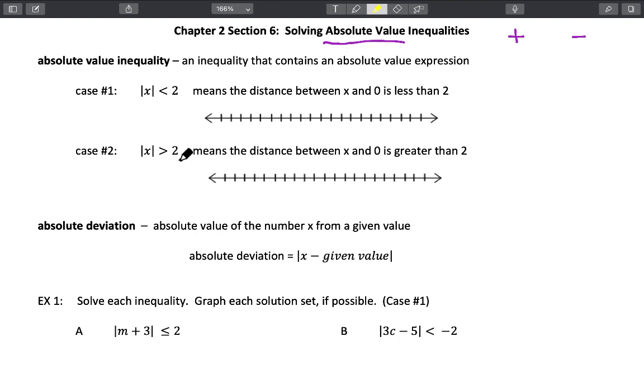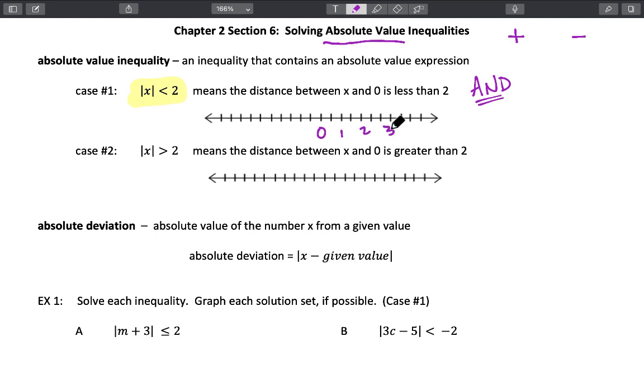So let's take a look at our two key concepts for today. Our first key concept, which we call case 1, is when our absolute value is less than a positive number. Remember, absolute value represents the distance between the expression inside and 0. This says the distance between x and 0 is less than 2. Well, this is an AND statement. Whenever you have the absolute value less than a positive number, this represents an AND, or an intersection, or the overlap.